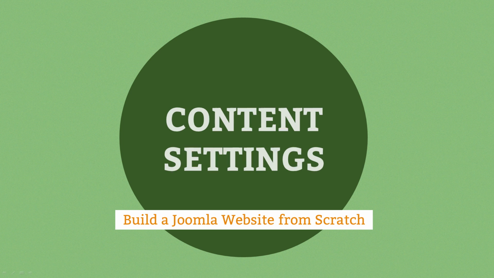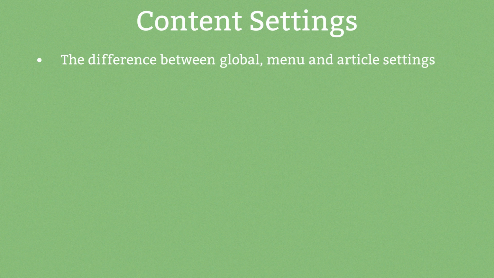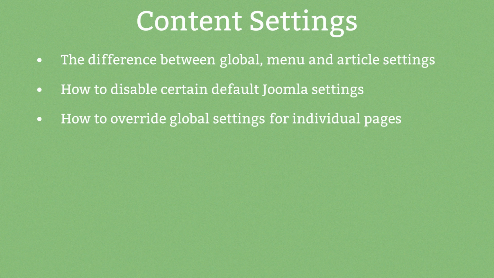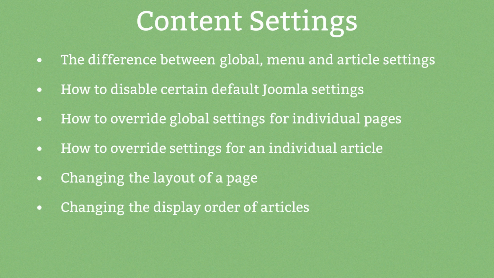The previous lesson gave you a quick look at the article options section. This lesson will expand on this by covering the following topics: the difference between global settings, menu settings and article settings, how to disable some default Joomla settings, how to override global settings for individual pages, how to override settings for an individual article, changing the layout of a page, and changing the order in which articles appear on a page.